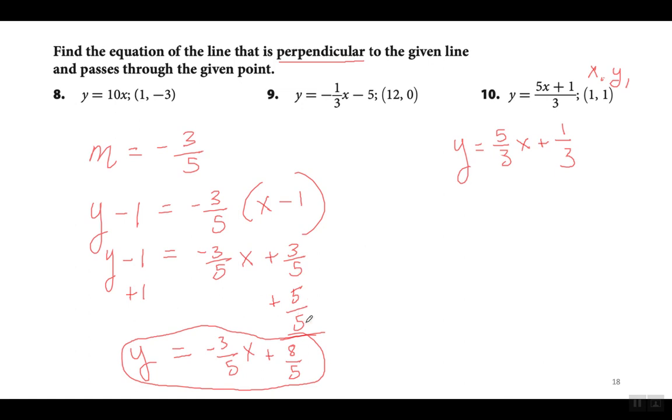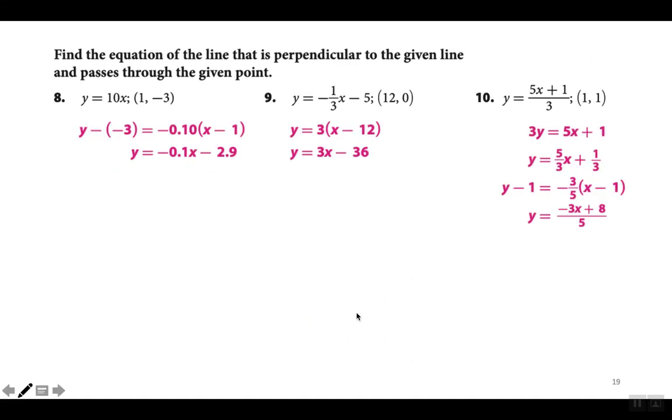Alright, in the back here will be all the answers. They wrote it in the same weird form, but do it my way. I already forgot what answer I got for this one. Hopefully it was the same thing.